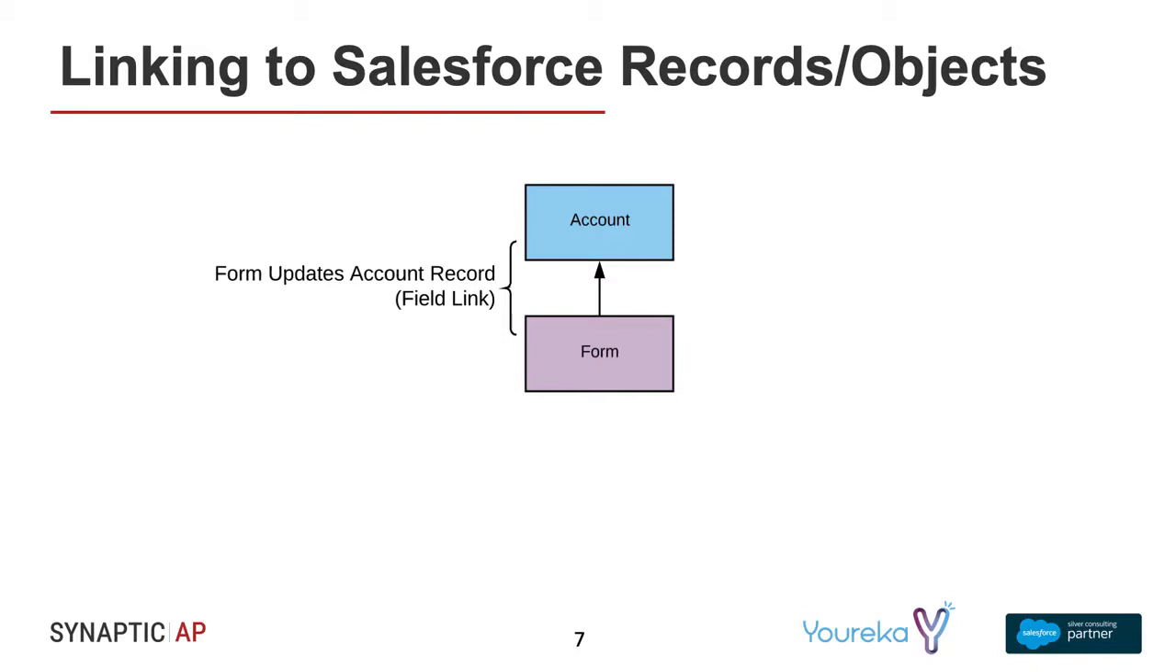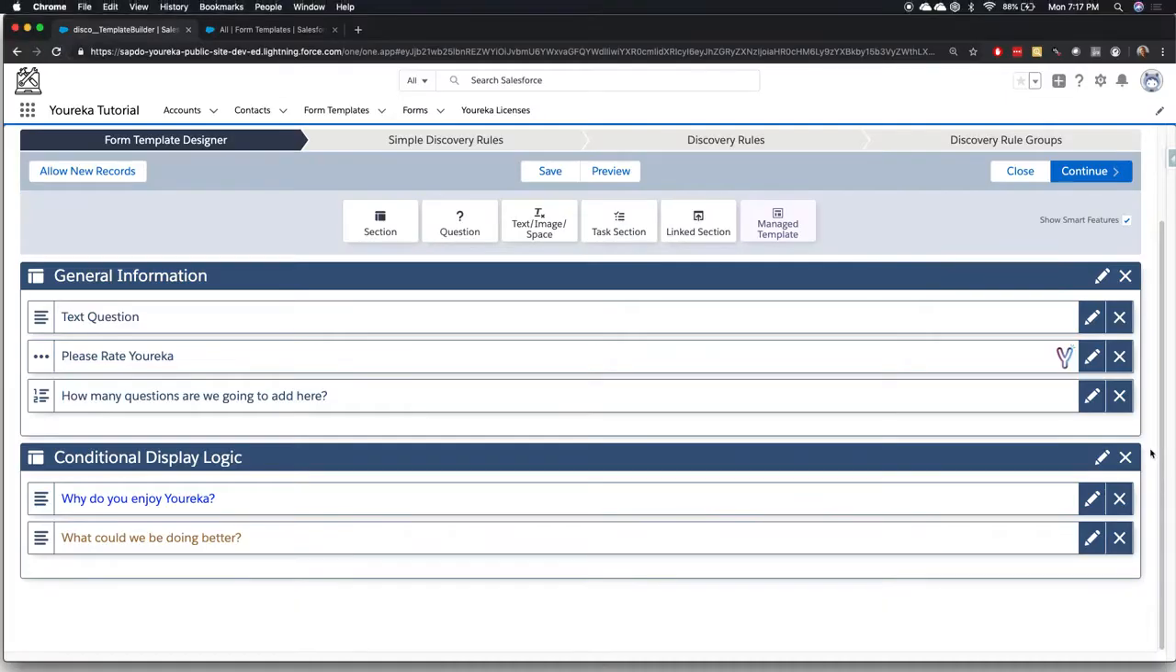But if you have a custom object as opposed to an account that you want to link a form to, it's important that you create a lookup relationship from your form object up to that custom object, for example. This is how we can make field links possible. So let's see this in action.